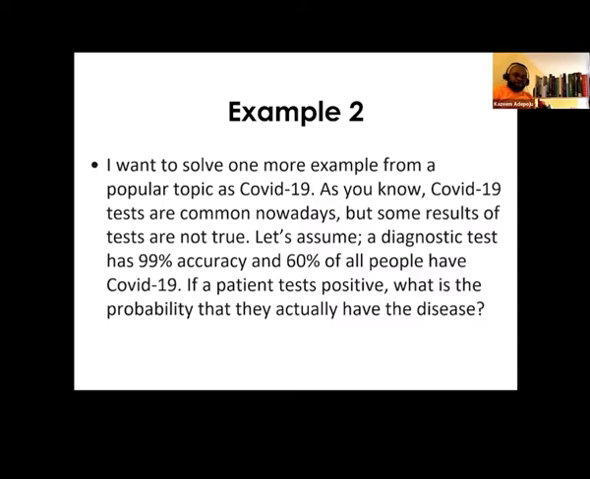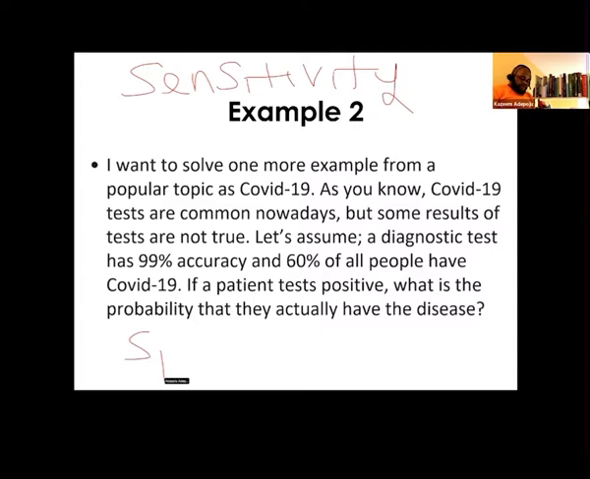Now, let me tell you, in medical diagnosis, because the efficiency of the machine used in diagnosis is not 100%, therefore there's the possibility of wrong diagnosis. So there's something that we call sensitivity. Give me 1 second, I'm going to write that down. There's something that we call sensitivity, and there's something that we call specificity.